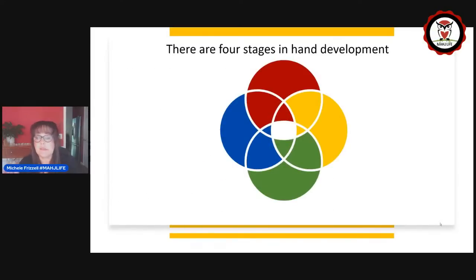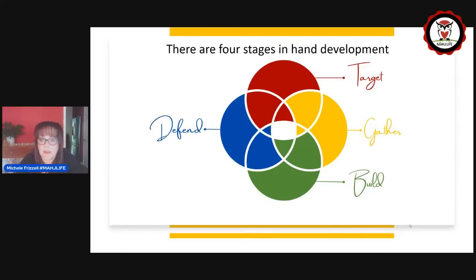There are four stages in hand development. The first stage is target. And we're going to dig into each one of these. So at a high level, you're going to target the strength of the hand. Then you're going to gather based on the strength of the hand. Then you're going to build. Typically, that happens when you fill in gaps. And a gap, for example, might be you're playing 3-6-9 and you have no threes. That would be a gap. You really don't want to do that, but that's just a quick example.